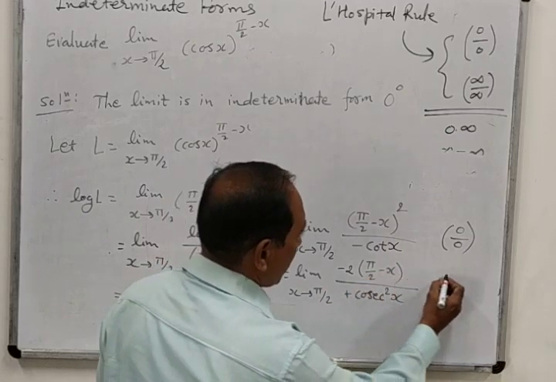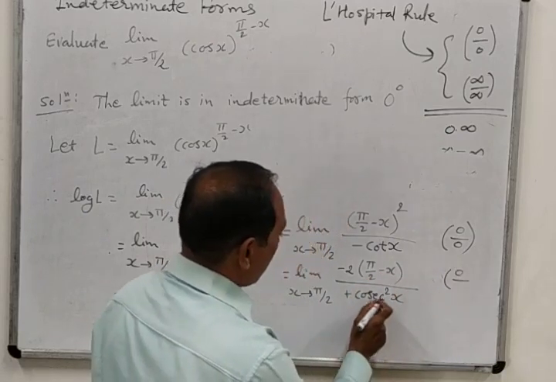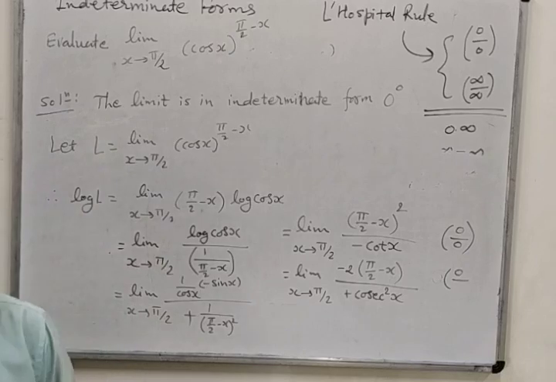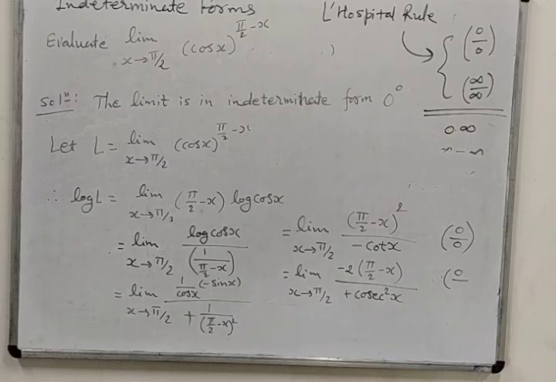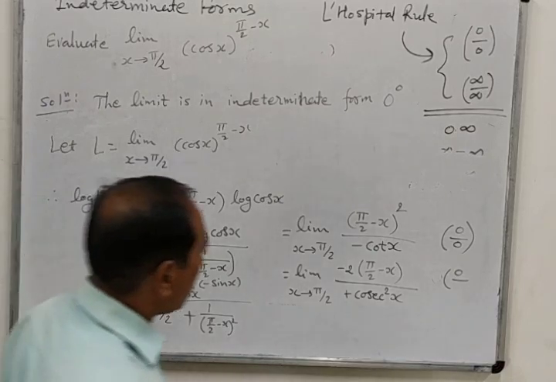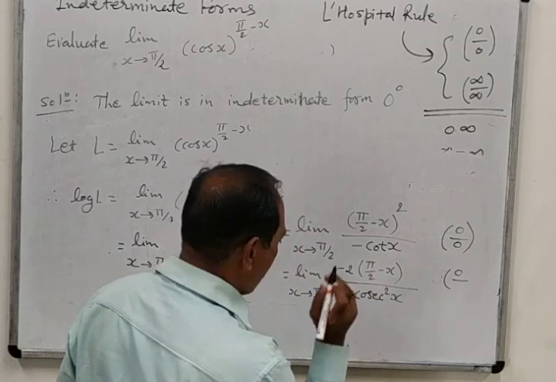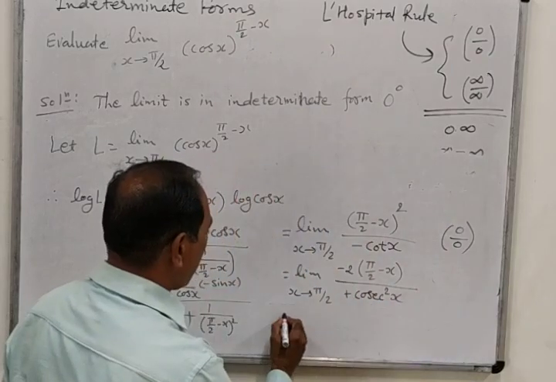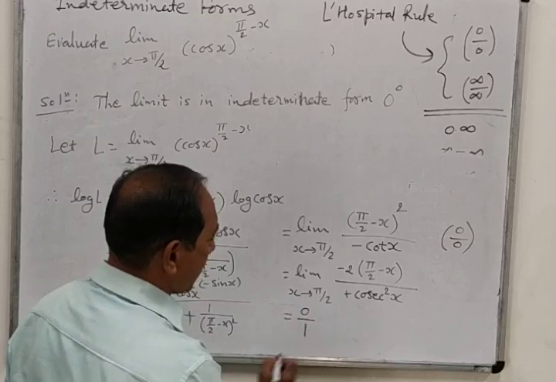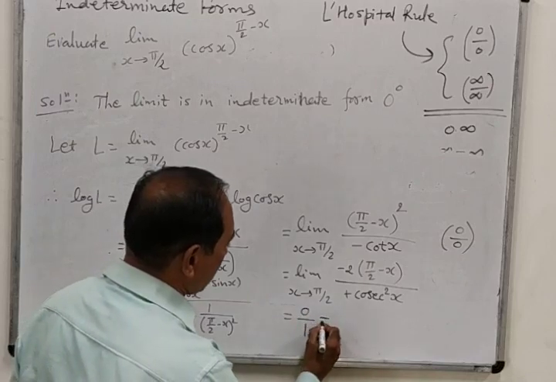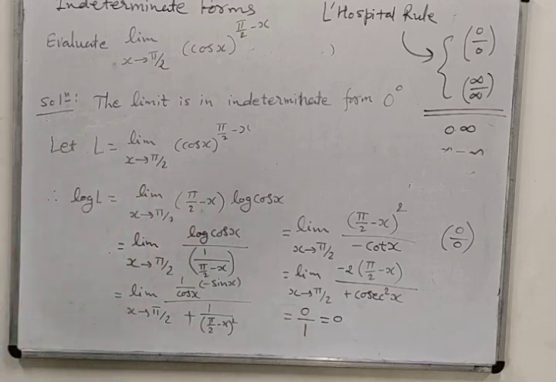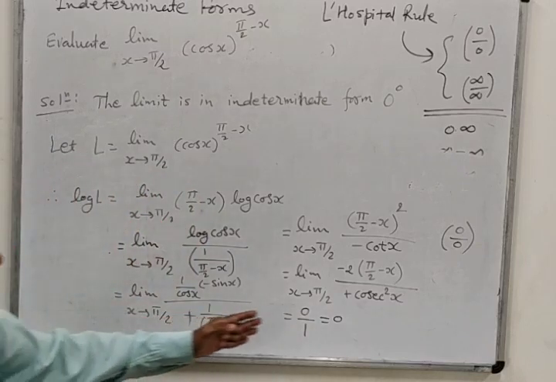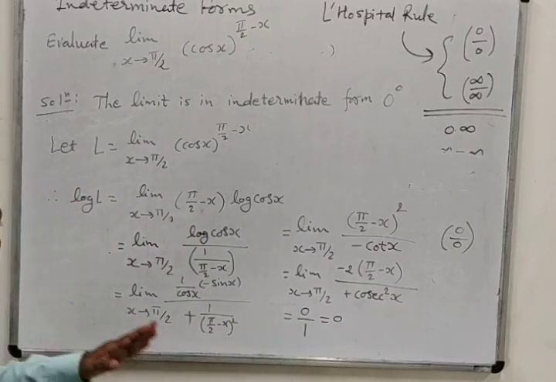We put here pi by 2 minus pi by 2 is 0. And cosec pi by 2 is what? It is 1 upon sin pi by 2. Okay. So actually cosec pi by 2 is 1. So actually this is not the indeterminate form. We can obtain the answer directly. So we will write down equal to 0. So you can see that the value here is 0.